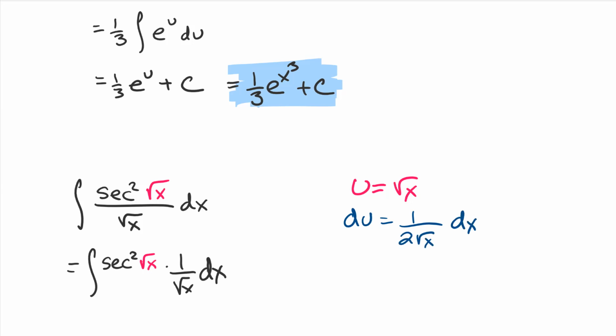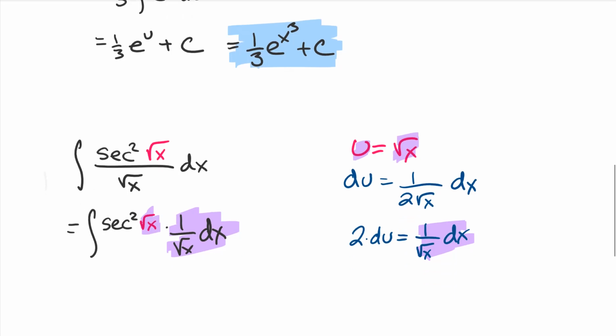Well, that's super close. The only thing that's different is we have this 2. So why don't we multiply it over to the other side and say that 2 times du is the same thing as 1 over the square root of x dx. That matches. This matches. We're ready to go.